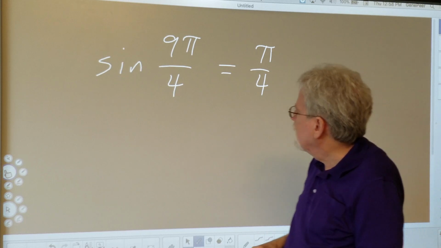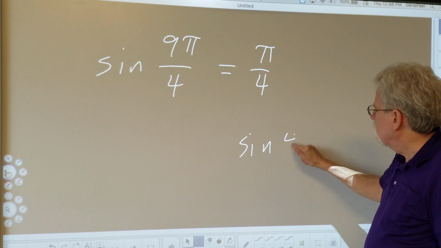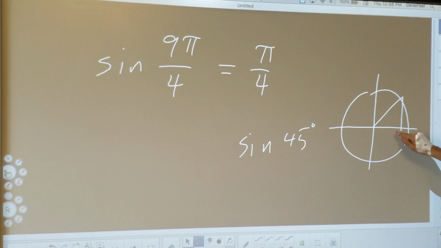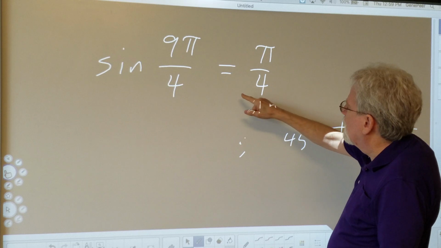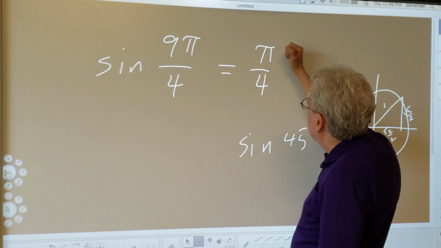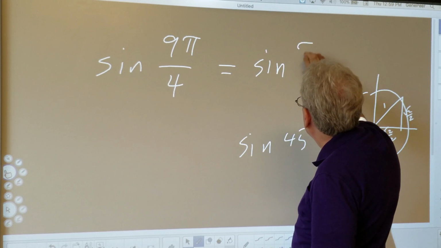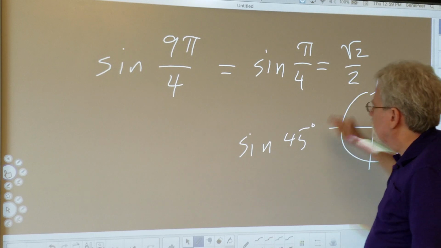So then we find the sine of 1/4 pi, which, in case you care, is the sine of 45 degrees. You go to your unit circle, 45 degrees. You remember, of course, that this gives you square root of 2 over 2 here and square root of 2 over 2 there. Sine is opposite over hypotenuse, so the sine of 9 pi over 4 is equal to the sine of pi over 4, which is equal to square root of 2 over 2.